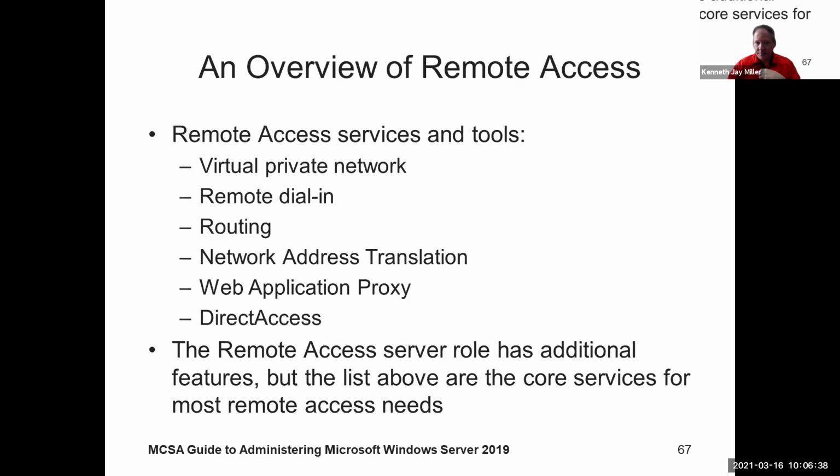So that's still in the remote access services, remote dial-in, and then routing. And then the one we're going to use today is the network address translation, which is common on routers, right? Routers will translate your network request to the external network's request. So it looks like you're from the outside network. And then there's some web application proxying and some direct access. So the remote access server role has additional features, but the list above covers most of it.